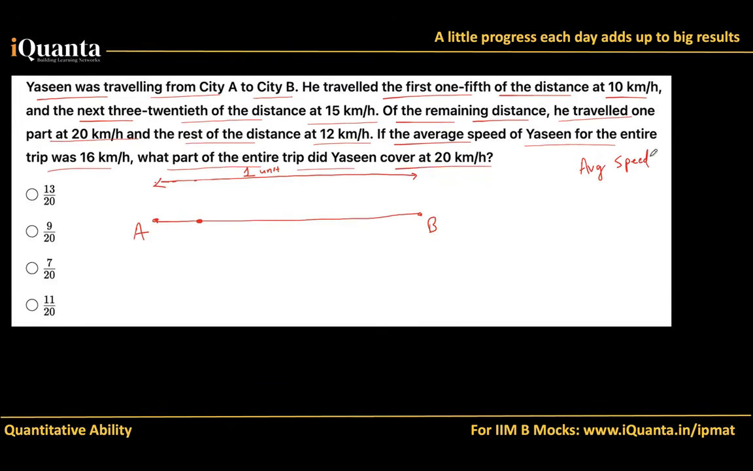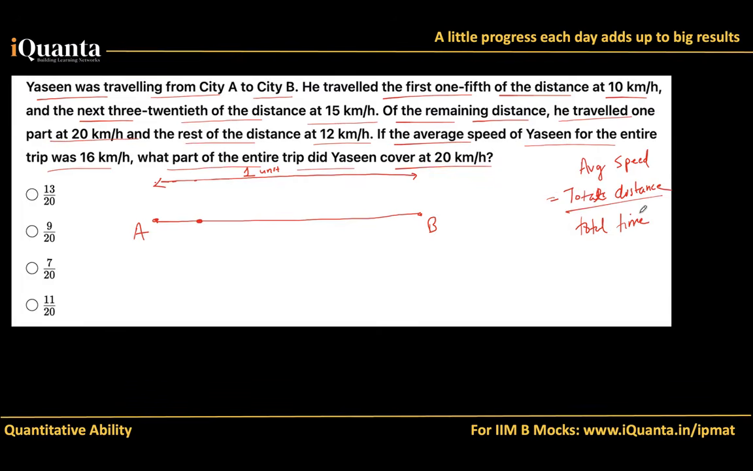Average speed is actually total distance upon total time. So average speed is basically used when we have a journey in parts. Actually, average speed is the actual speed that we observe in daily lives.